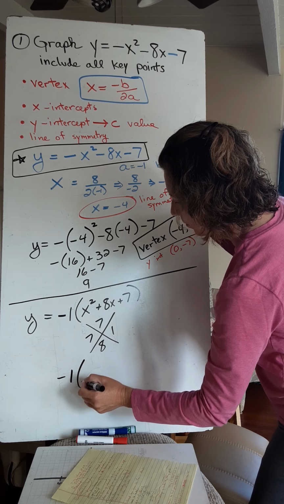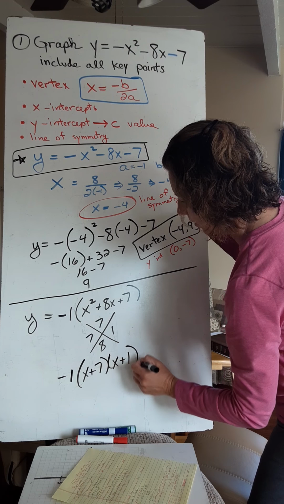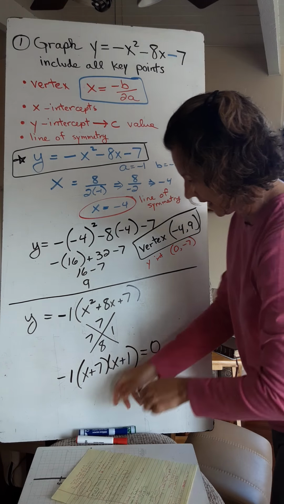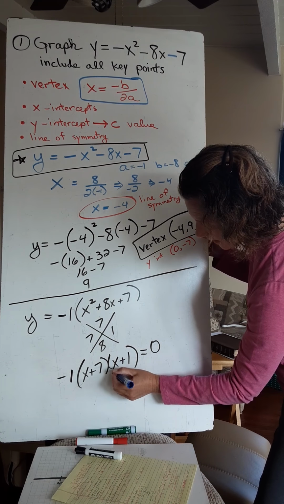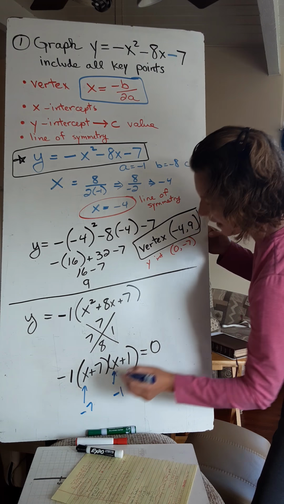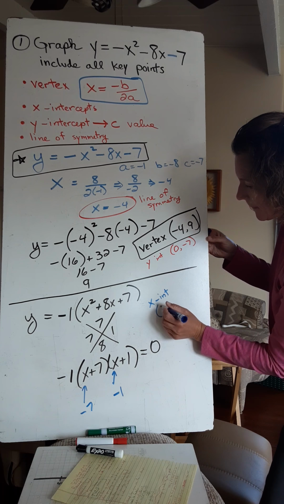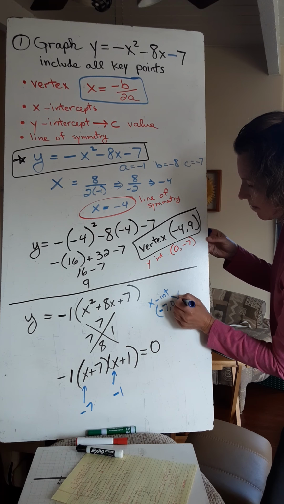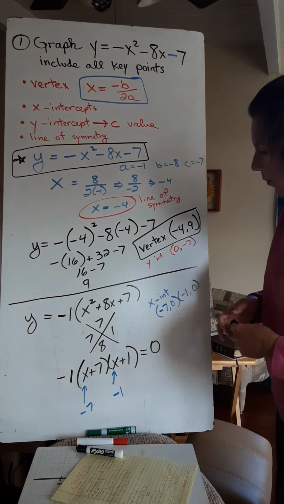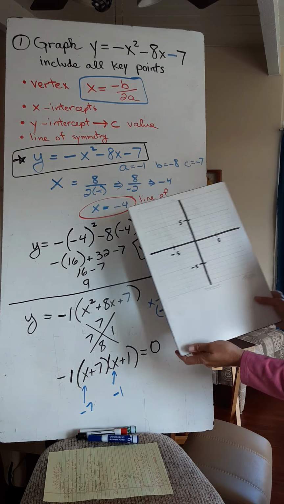So our factored form, we get x plus 7 times x plus 1 equals 0. What can we plug in here to get 0? -1. What can we plug in here to get 0? -7. So our x-intercepts are going to be -7, 0, -1, 0. So when we go to graph this, I have a different setup for the graphing.